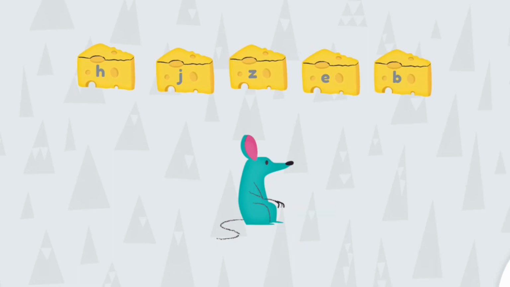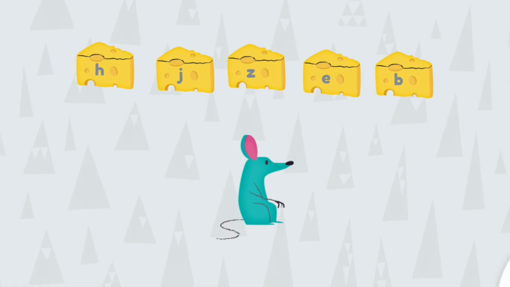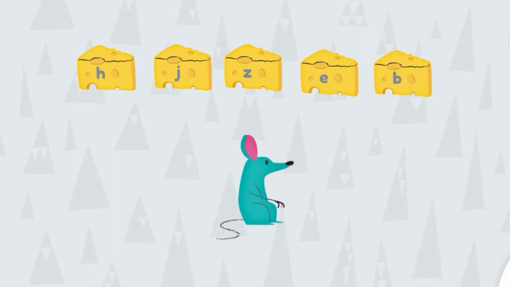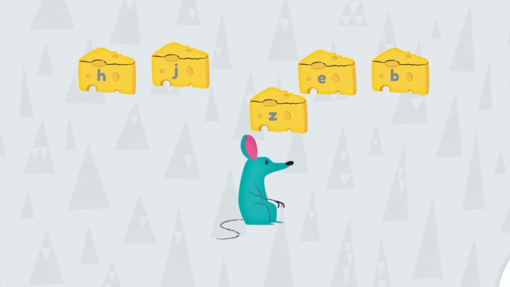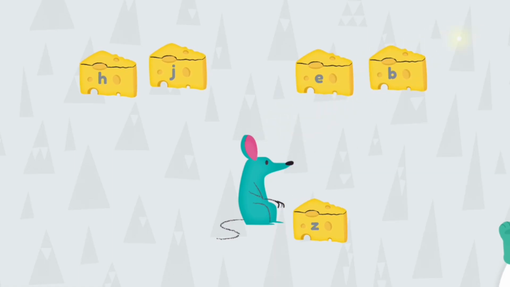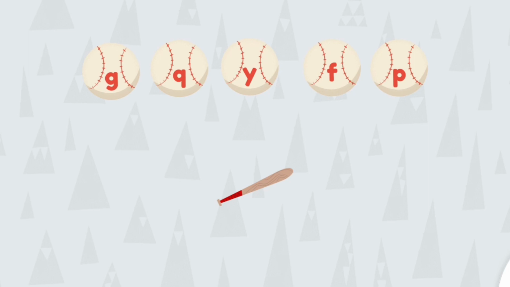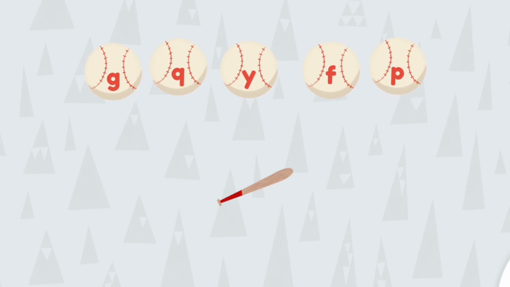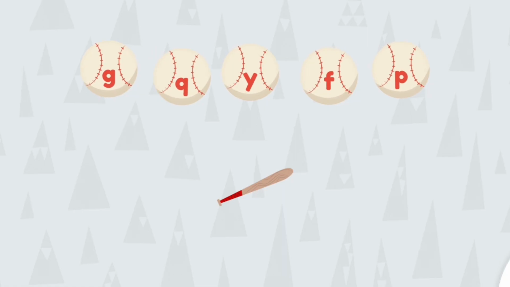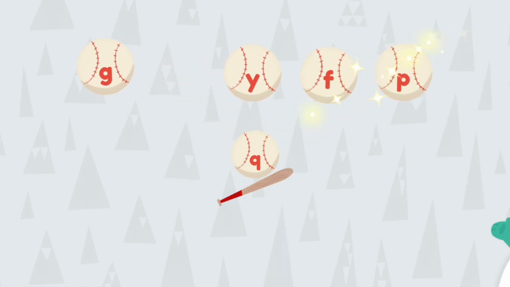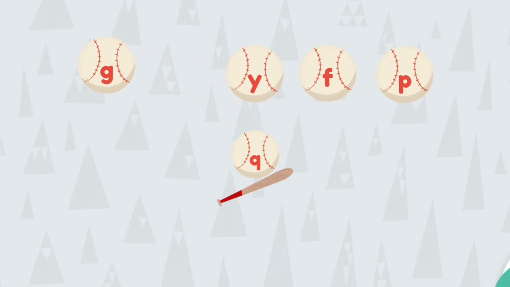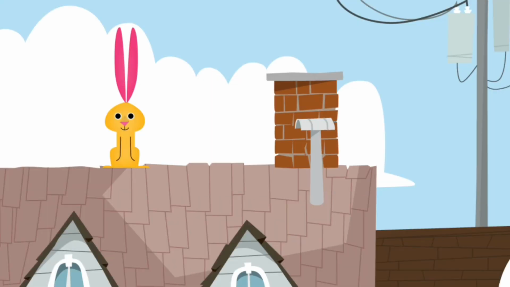Give the rat the cheese with the letter Z. Z. Good work! Put the ball with the letter Q with the bat. Great! Drag the letter Z to the rabbit.